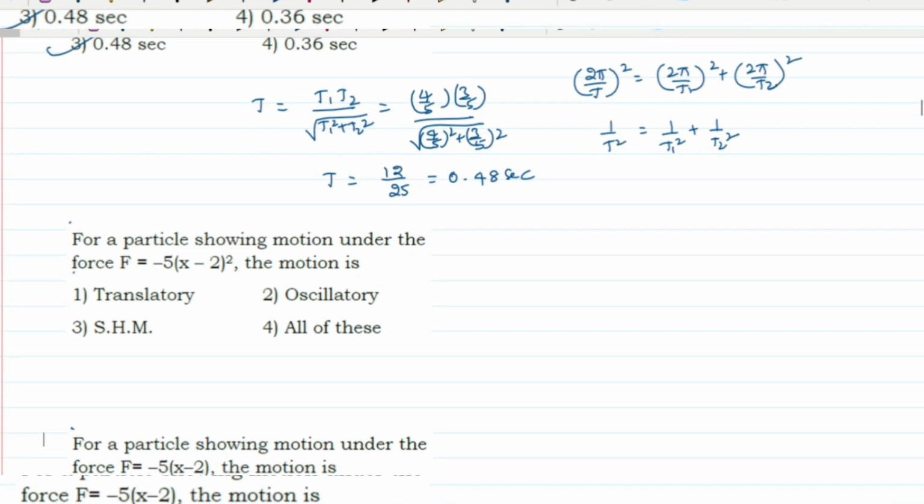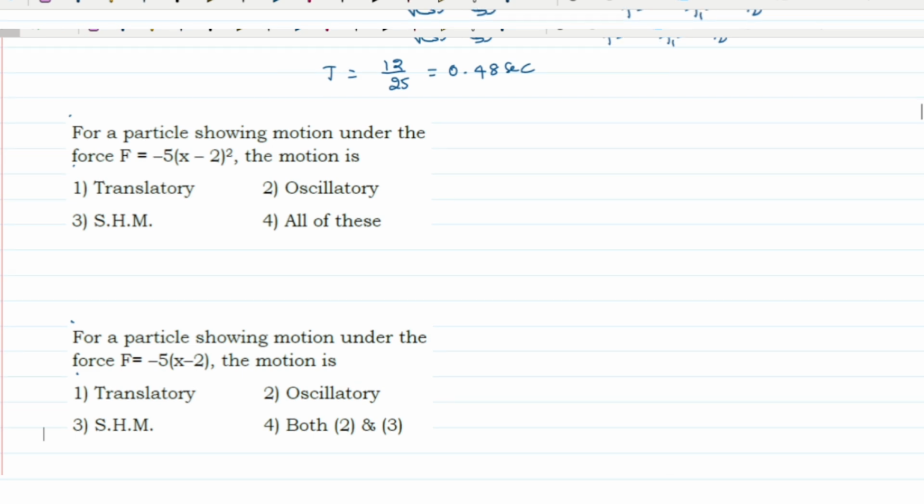Let us see these questions here. Both of these questions ask about the motion for a particle under the force F equal to minus 5 into (x minus 2) whole square in the first, and F equal to minus 5 into (x minus 2) in the second. Here, one general formula you can take for the force for both the questions.